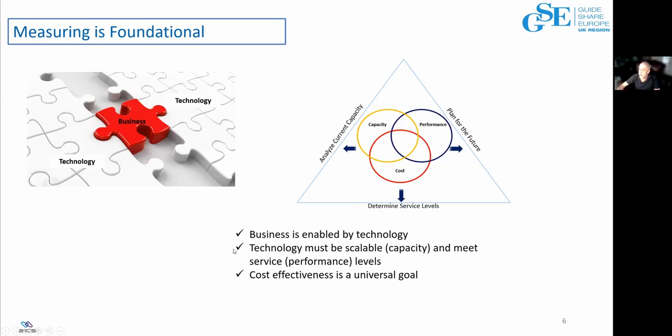We had different peaks for various places I worked. So you had to always plan the technology for peaks and to be able to meet the service performance levels. Cost effectiveness, no matter where you work, was always a universal goal.